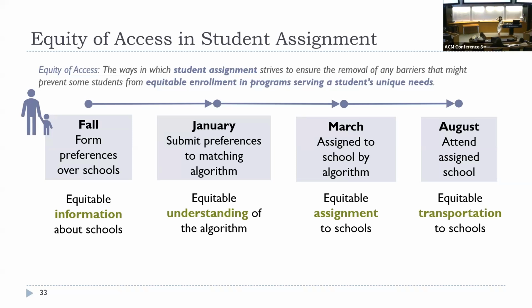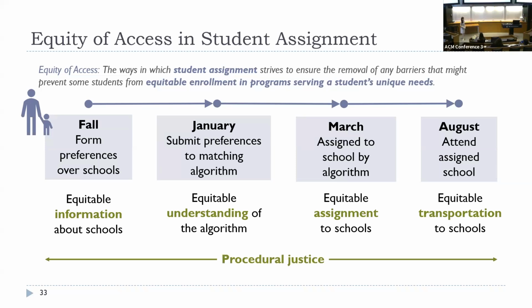And then finally, can everyone actually get to their schools? I'm telling you that you have the option of going to the school, but is it really practically an option for you if you can't get there? And then finally, since we are talking about redesigning this whole process, there's the question of procedural justice. Do all families feel like they are heard and that their needs are being met in the process of deciding on this policy?